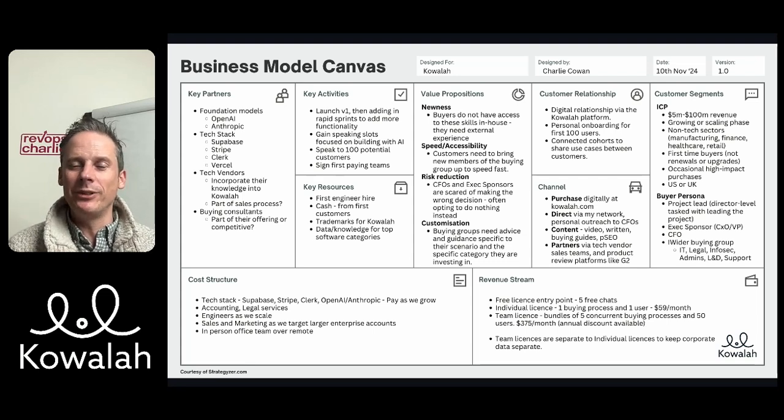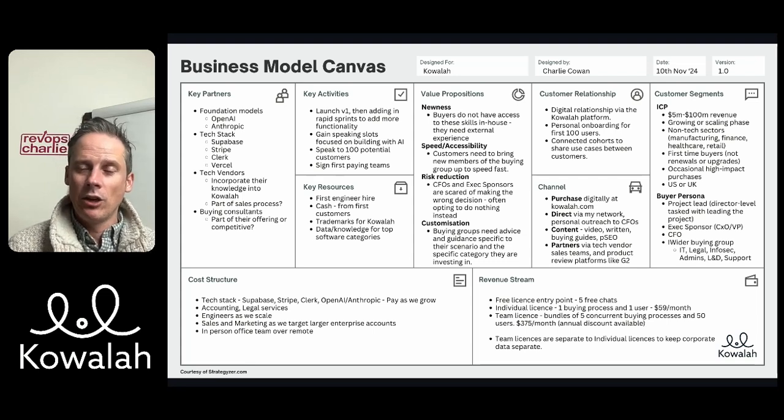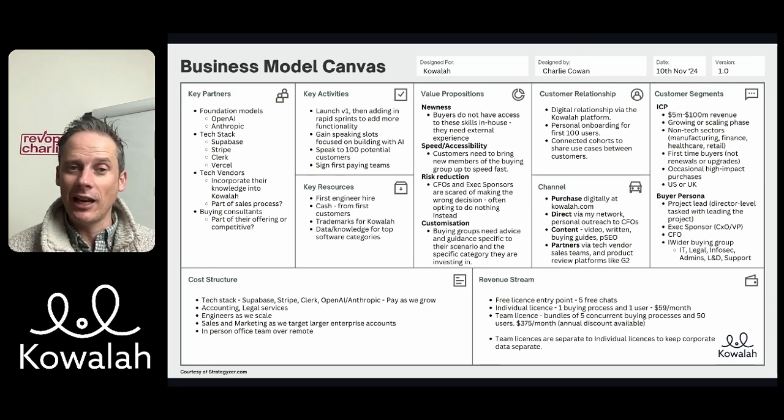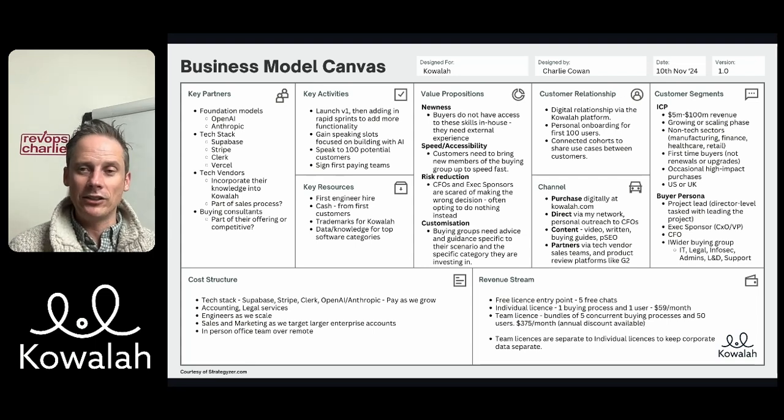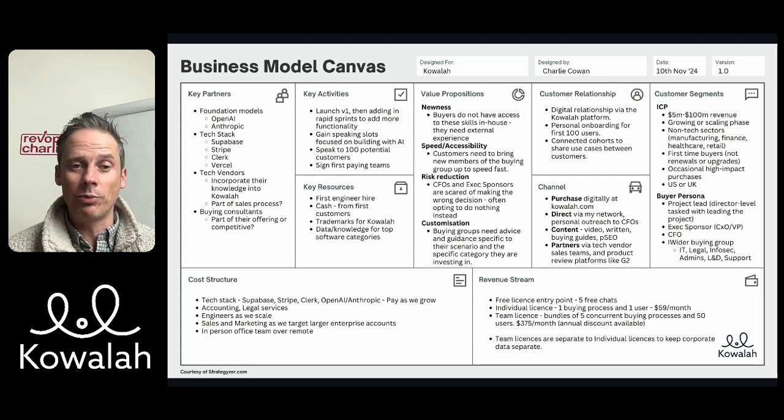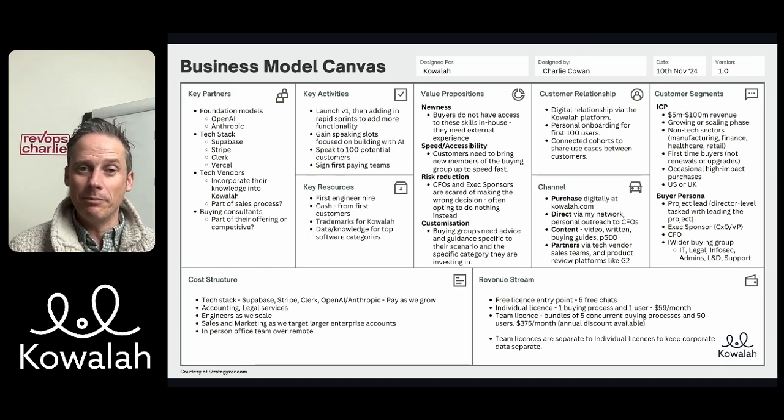Next up, key resources. So what things do we need in order to deliver this? Well, here we think about things like human capital. We think about real financial capital. We think about IP, intellectual property, the things that we need. And maybe you need an office. Maybe you need some physical things to develop your product.